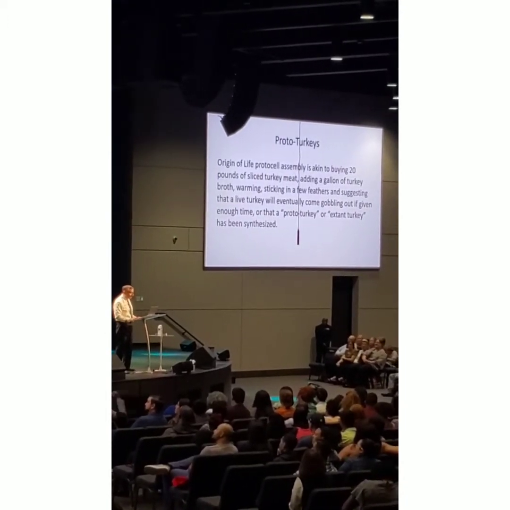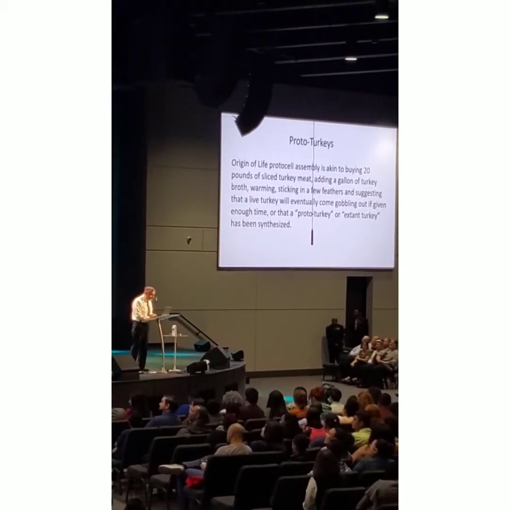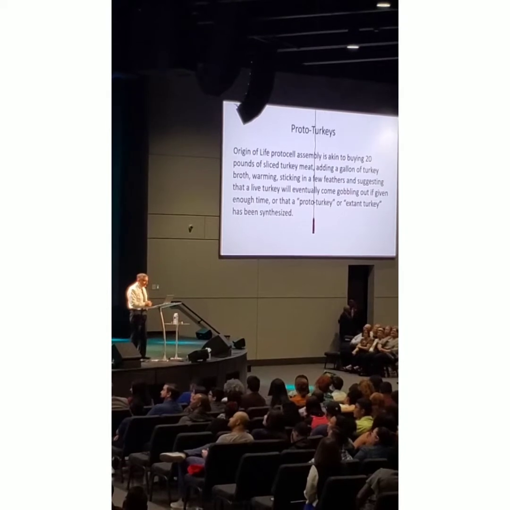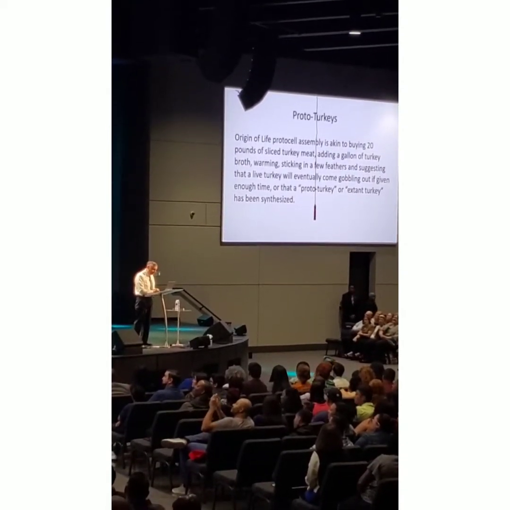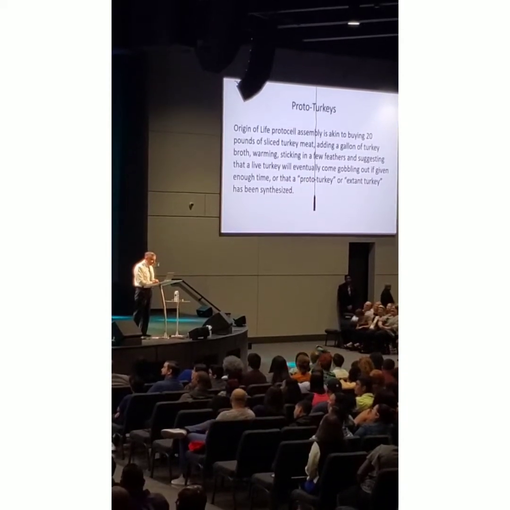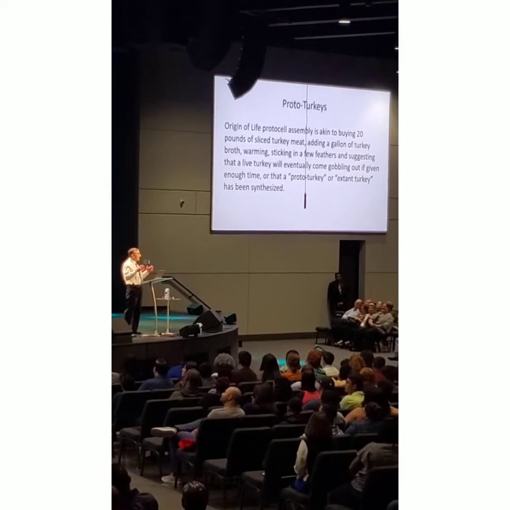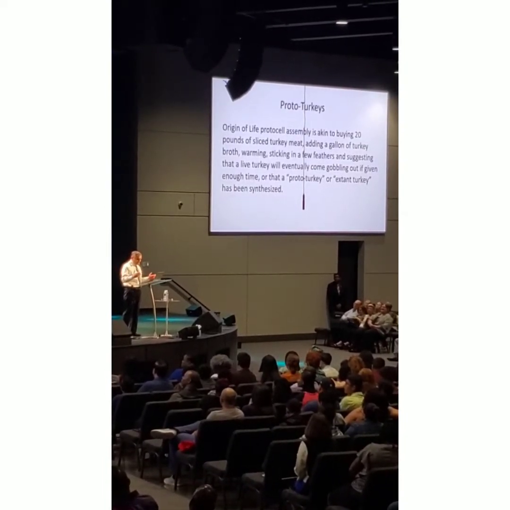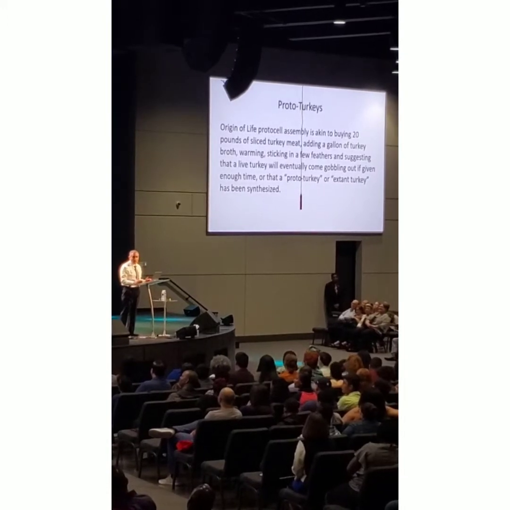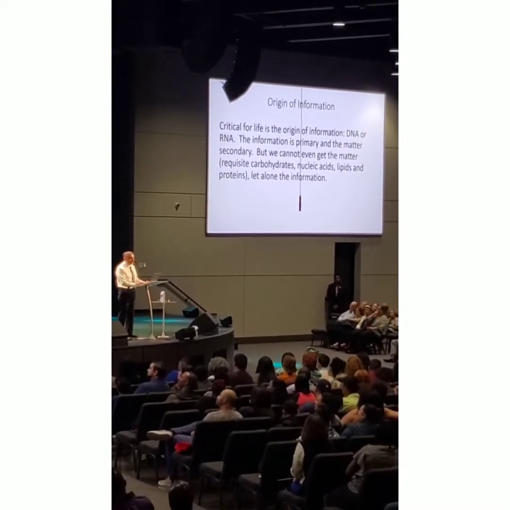So, proto-turkeys. Origin of life protocell assembly is akin to buying 20 pounds of sliced turkey meat, adding a gallon of turkey broth, warming, sticking in a few feathers, and suggesting a live turkey will eventually come gobbling out if given enough time. Or that a proto-turkey or extant turkey had been synthesized. We know this is a bunch of nonsense. And this is exactly what their experiments are doing. And so some of us are calling them out on it now. And there's no defense.